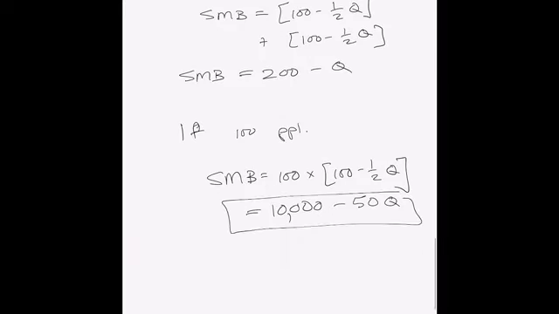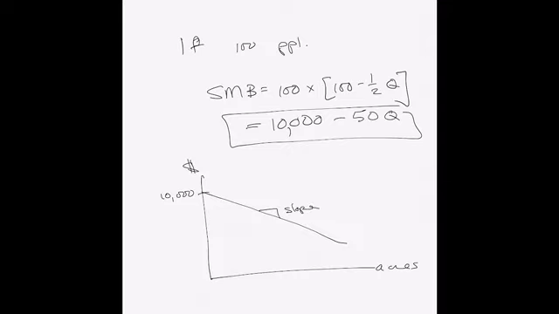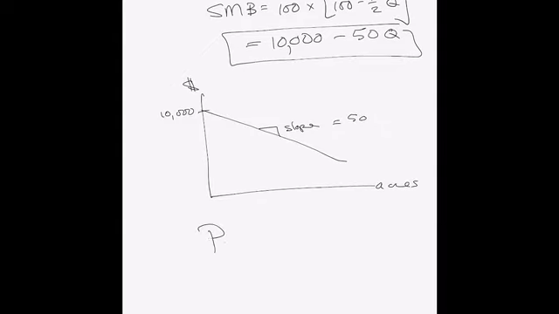Right. If you wanted to graph that, you know, the y-intercept is that first term, 10,000. And you know that the slope is -50, right? The slope of the line is -50. All right, and that is how you tackle public goods.